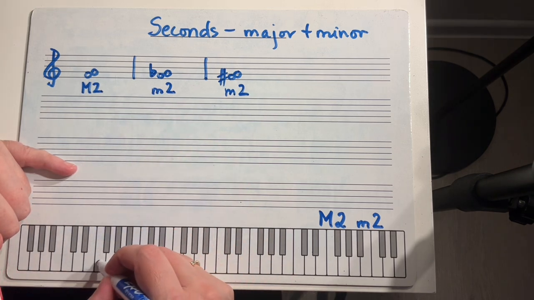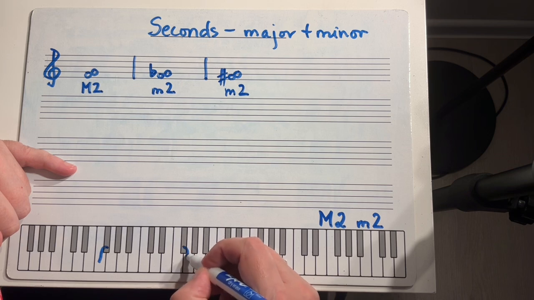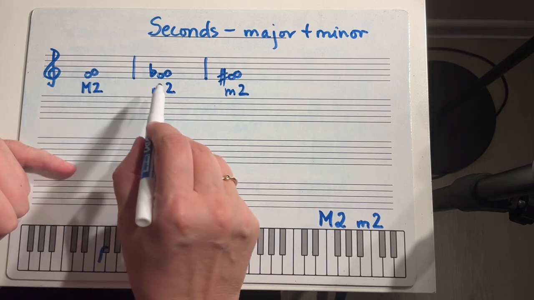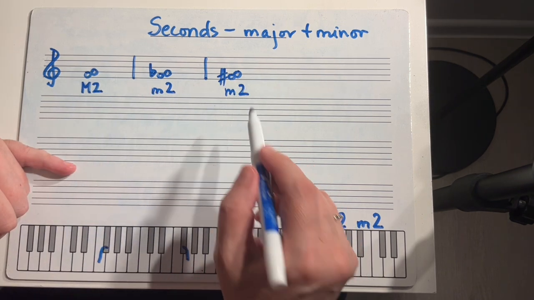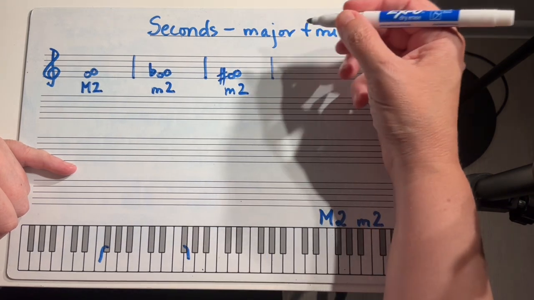Let me give you two. Here is F to G flat. Here is F sharp to G. Okay, so we took our major second and we created two different types of minor second. Now look at another example with me.